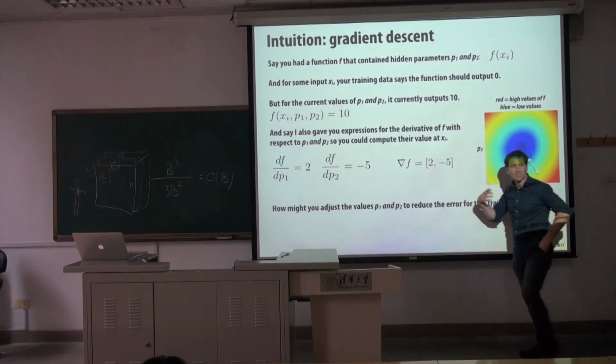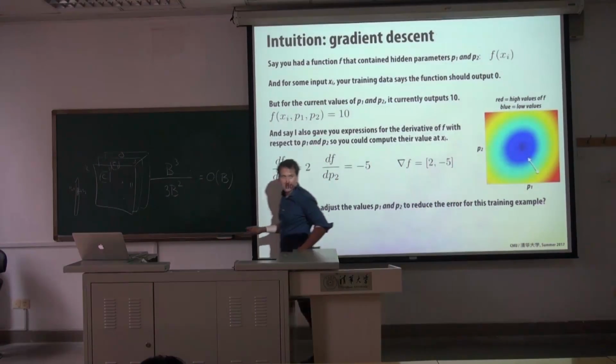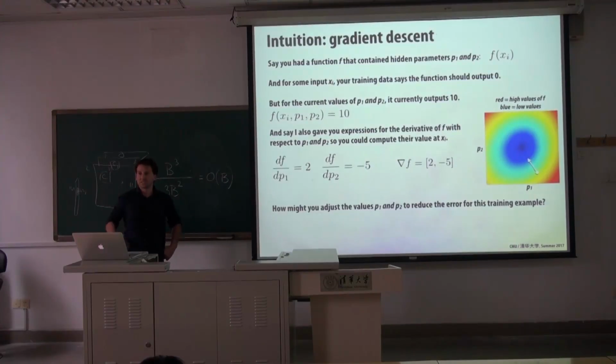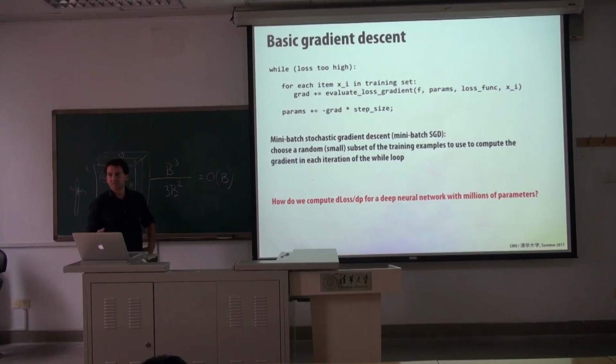Or in other words, if I have a loss and I want to make that loss 0, the gradient of the loss tells me how to change the parameters. So this is our basic training procedure. While the loss is too high, for each item in the training set, so for every image, evaluate the loss gradient. So compute the gradient of the loss, and then adjust the parameters.